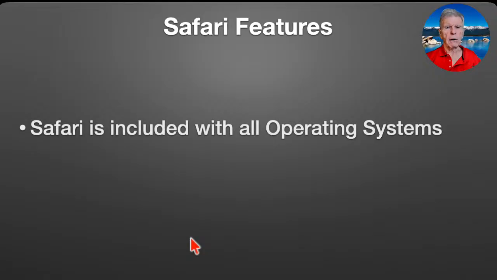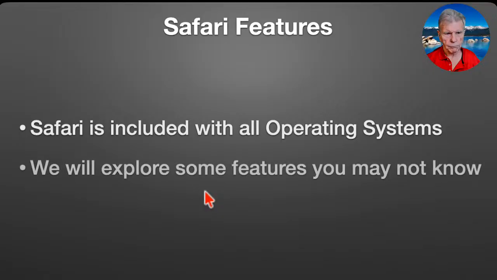So let's start off with just the basics. Safari is the web browser that's included in all the Mac operating systems. So it's on your Mac, your iPhone, your iPad. It's not on your Apple Watch or your Apple TV, but almost everywhere else. So we're going to explore some features that you may not know about. We're going to start off with privacy.